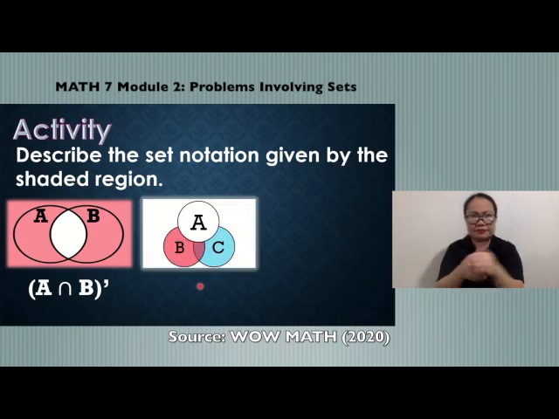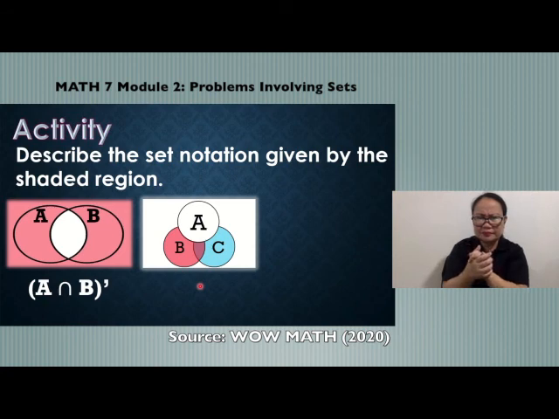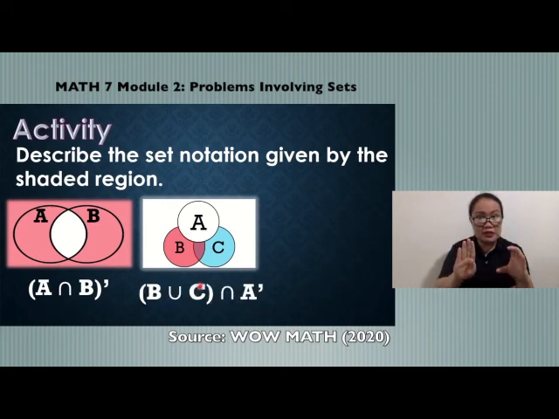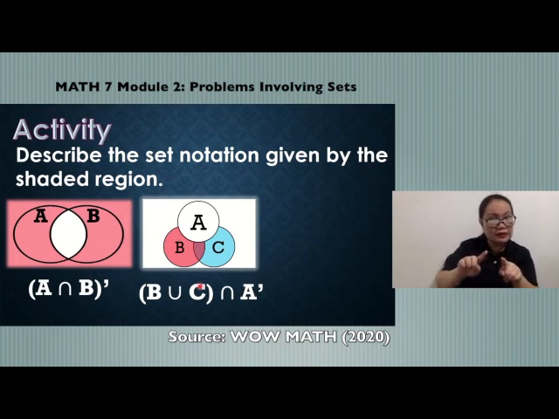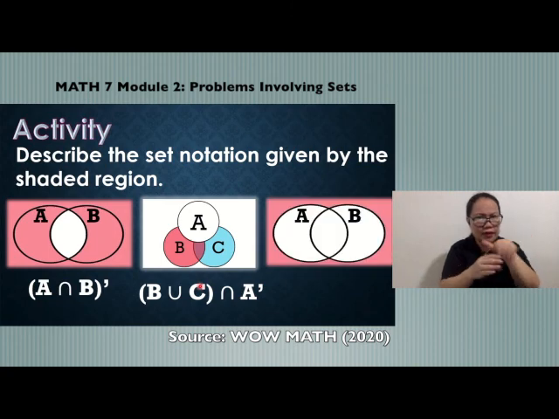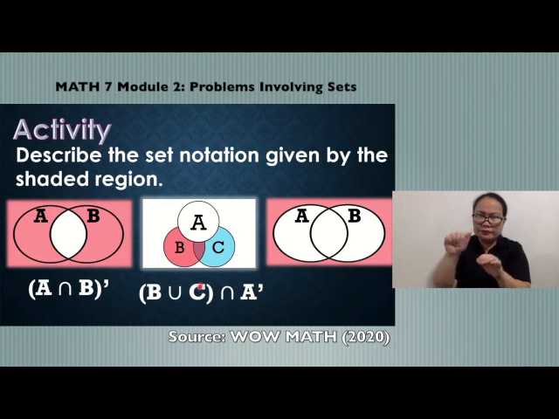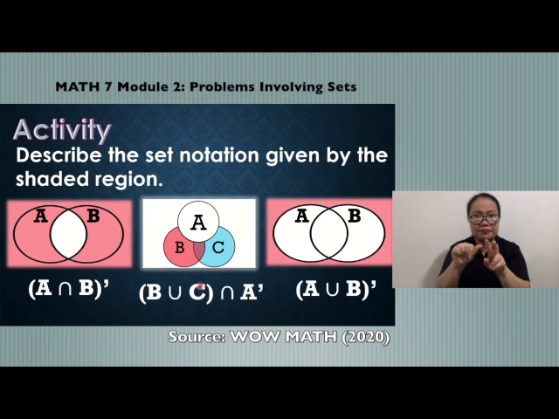Next. Now, this time, kanina, we have the union of B and C. Now, this time, yung part ni A, hindi shaded. Okay? So, therefore, this is the union of B and C, but not A. Ibig sabihin, walang part ni A. So, A is not included. Next. So, this one is, since yung union ni A and B ang hindi shaded dito, so, ibig sabihin, yung A and B ang hindi kasama. So, this is the complement of the union of A and B.